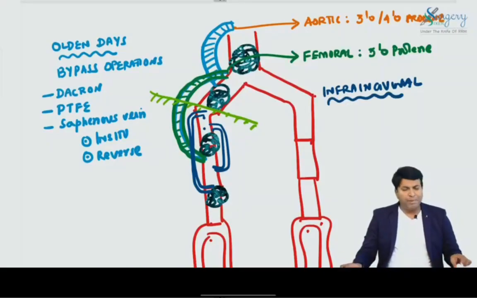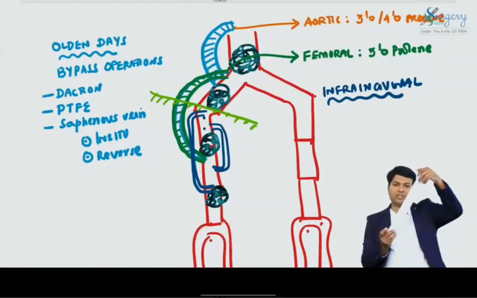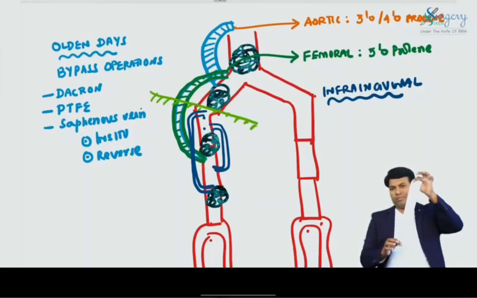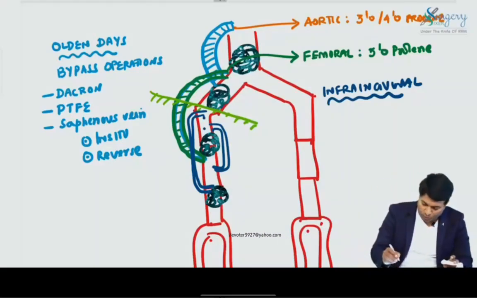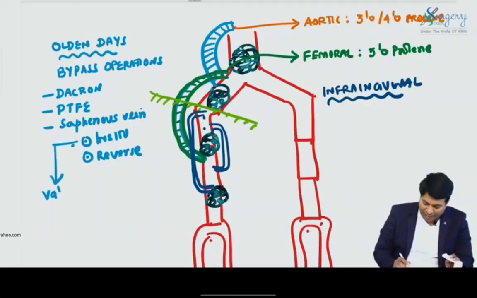What do you mean by in situ vein? See, this is the saphenous vein on the medial side in the lower limb. With this vein, in the same place, I will cut it above and below and anastomose it with arteries like this. I will destroy the valves with a valvulotome. So if I'm using in situ veins, I will destroy the valves with a valvulotome.